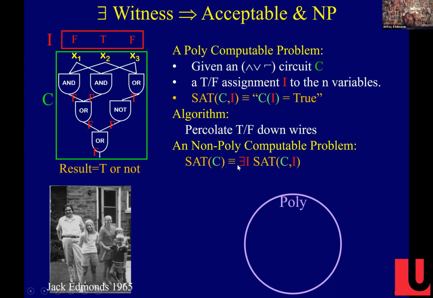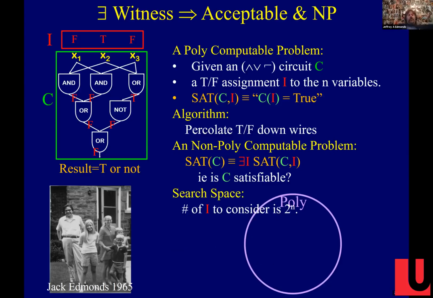So here's the problem: I don't tell you the input. I just tell you the circuit. And I ask, does there exist an input that satisfies the circuit? So this problem is called: is the circuit C satisfiable? Does there exist an input that satisfies it? Everybody get the question? So what would an algorithm for it be? An algorithm would be to search all possible inputs. The input says true, false on the various variables.